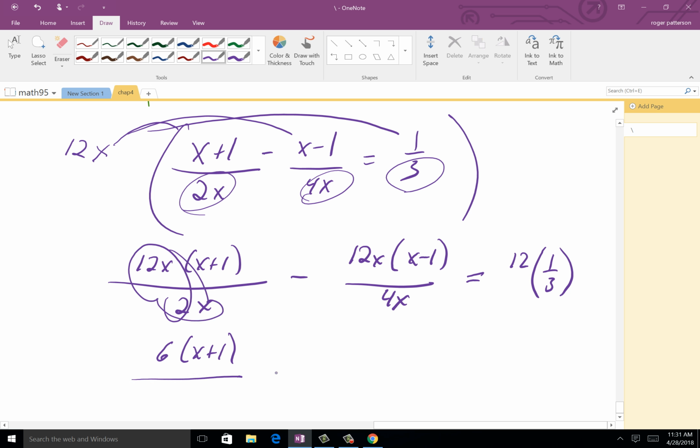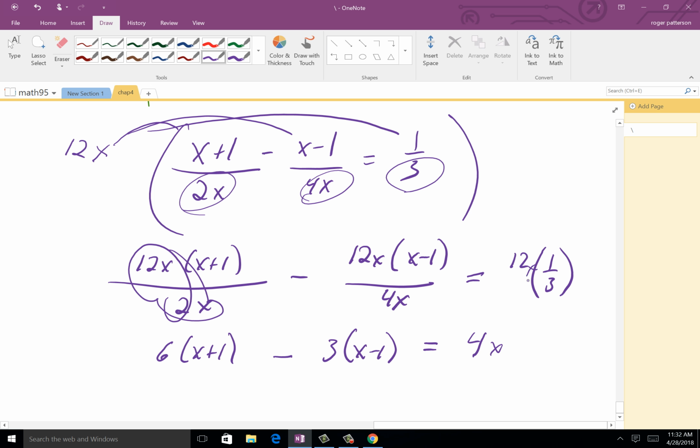I have that. Now the same thing is going to happen on this side. The 4 and the 12 are going to reduce, and the x are going to reduce, and that gives us 3. So now we would have 3 times x minus 1. And then on this one, of course, that's just going to give me a 4. So what's happened is that the bottom of the fractions, because we multiplied by that common denominator, so to speak, is gone. The whole bottoms are gone. But doesn't it need to be 4x? Yeah, that's right.